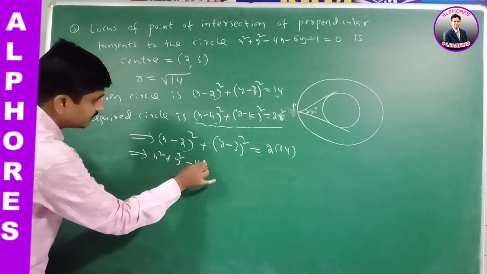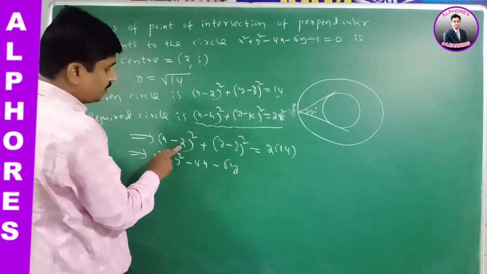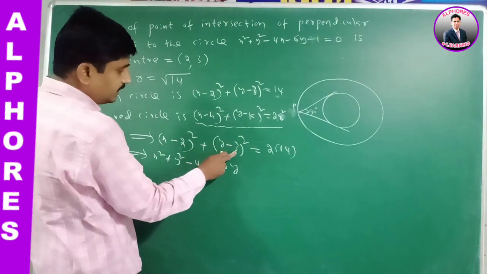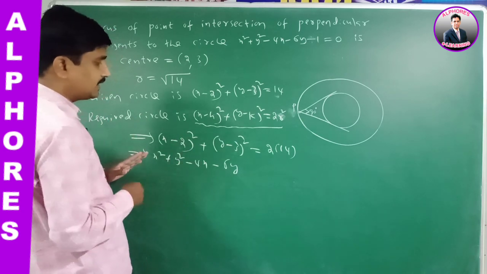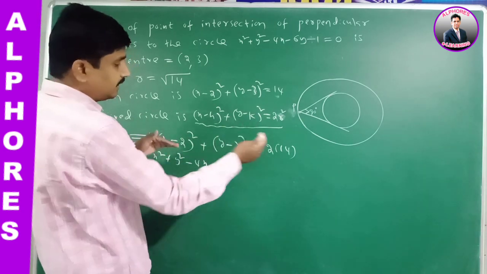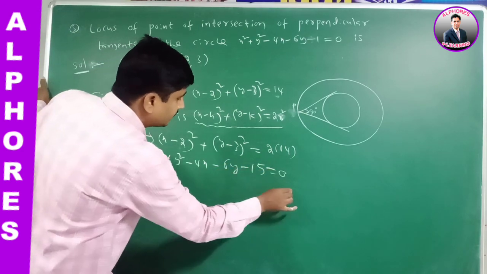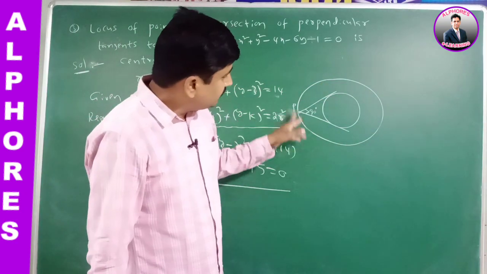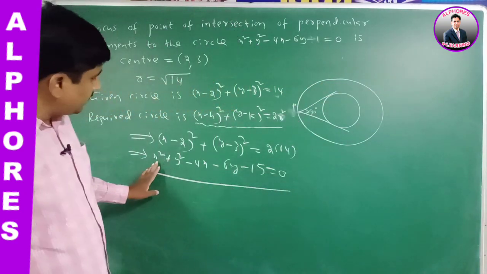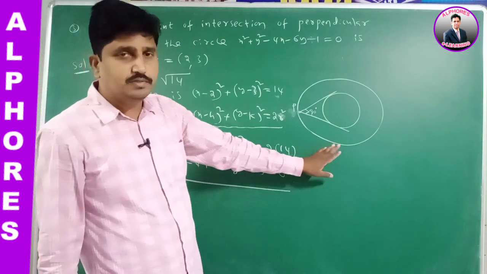x square plus y square minus 4x minus 6y. Here 4 plus 9, 13. Right side 28. Left side plus 13, right side plus 28. Taking left side, 13 minus 28 is minus 15 equal to 0. This is the required circle. Now, the equation of this circle is x square plus y square minus 4x minus 6y minus 15 equal to 0.